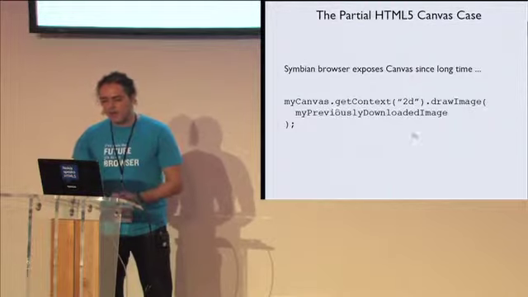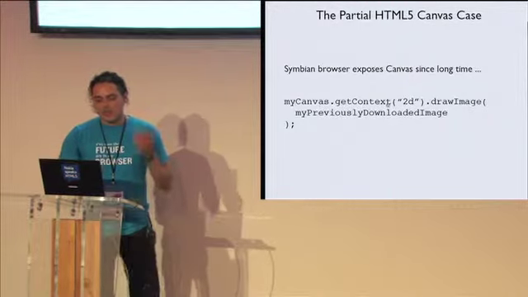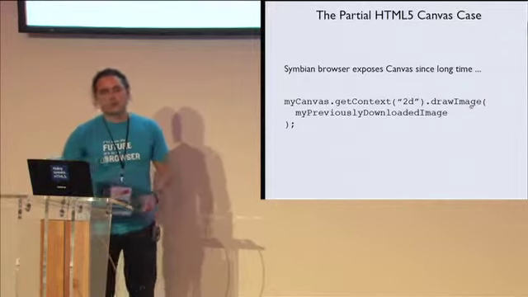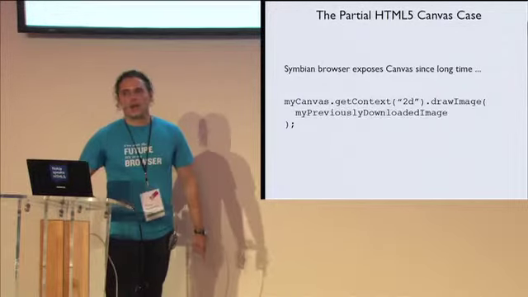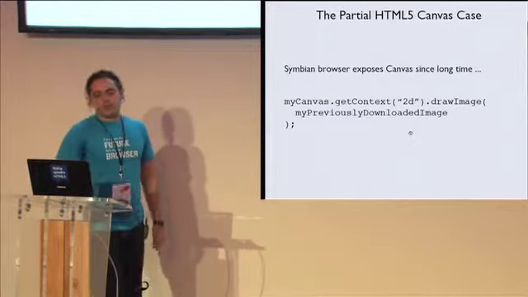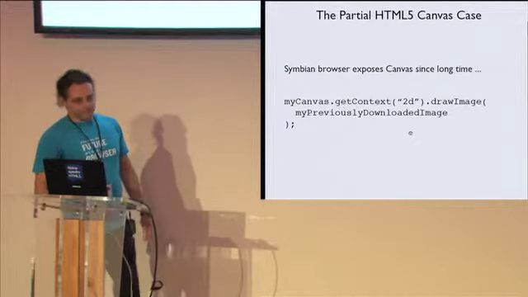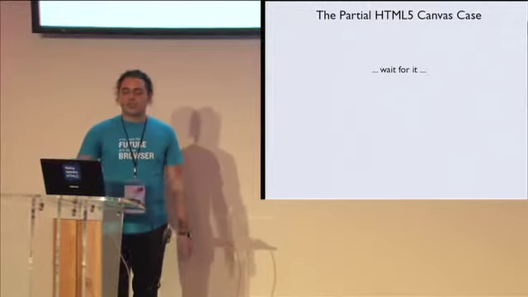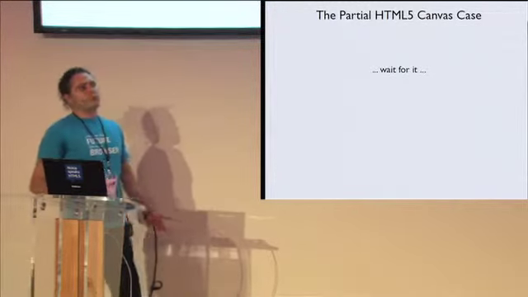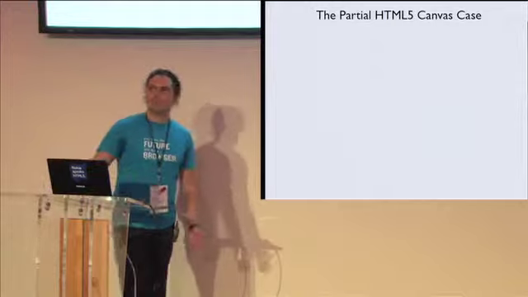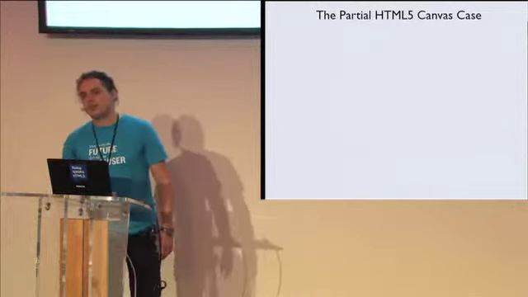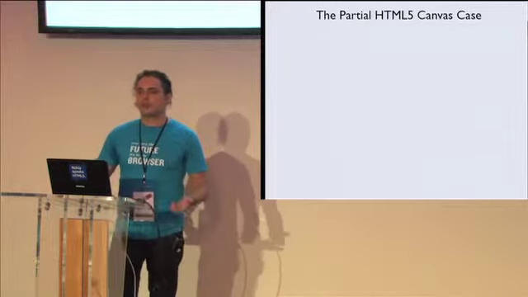So even if I run this piece of code, the get context 2D will be perfectly valid. The draw image call will not raise an error. And my previously downloaded image, since it has been previously downloaded, I'm sure it's there. And what happened? Well, you wait a little bit. You think, maybe it's drawing. Nah. So nothing happens. It's just no errors, just nothing on the screen.